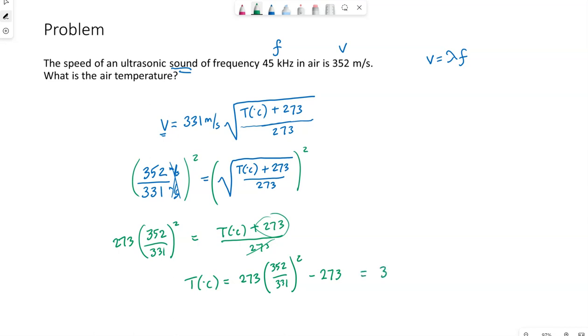All right, I'm coming up with 35.74. This is in degrees Celsius, but unit-wise, we should only have the 2 sig figs. So 36 degrees Celsius would be the air temperature in this particular case.